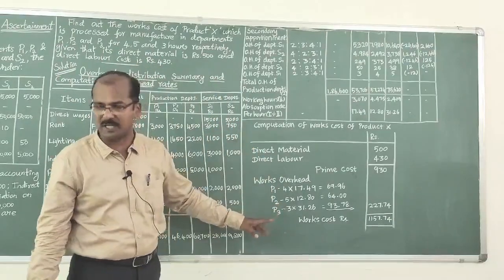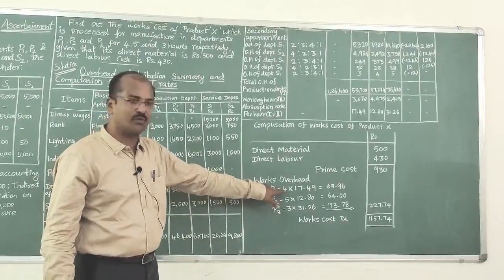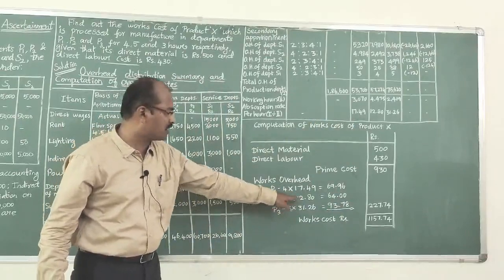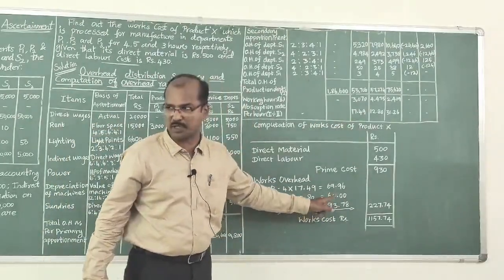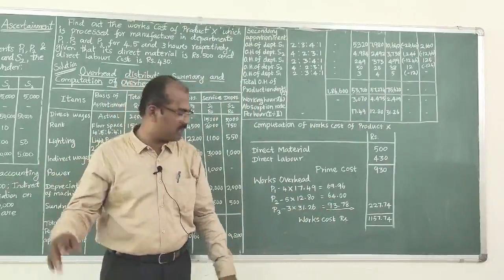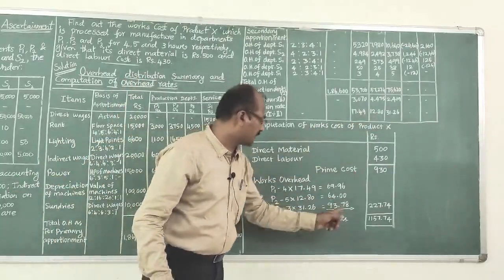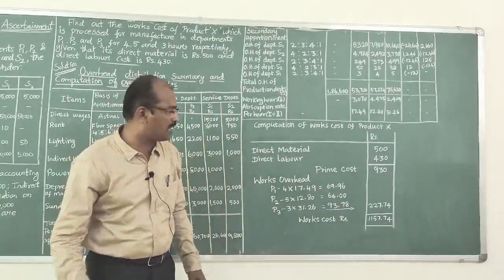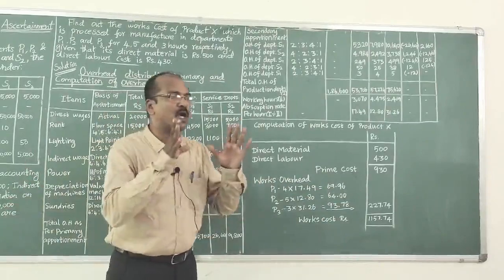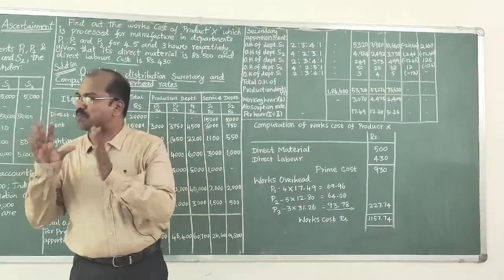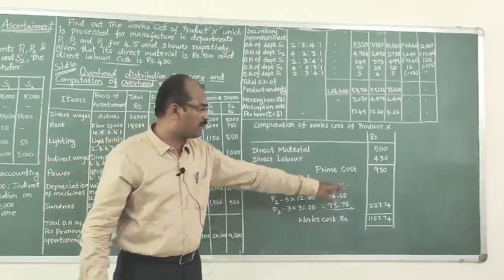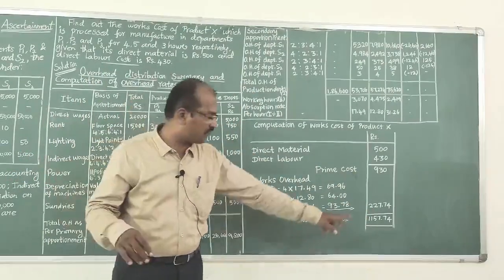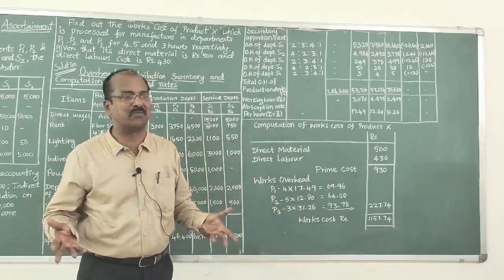So let's do the calculation here. P1 is equal to 4 hours into 17.49. It gives this figure. P2, 5 hours into 12.80. It gives this much works overhead. Then P3, 3 hours into 31.26. It gives us this value. If you total all these 3 values, you get 227.74. That is the total amount of works overhead we need to spend for manufacturing product X. If you add the prime cost with the works overhead, you get the total of 1157.74 rupees, which is nothing but the works cost.